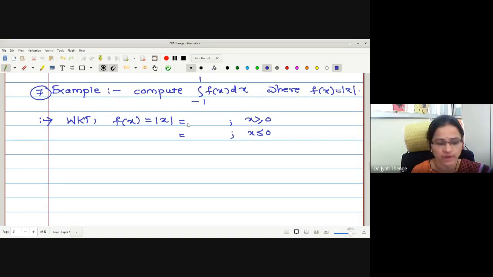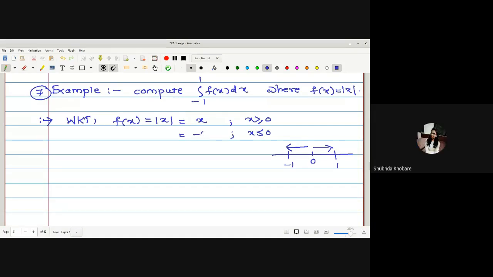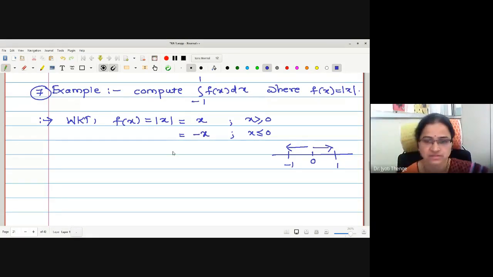As the values of x are non-negative, what does it mean? See, this is the interval under consideration, minus 1 to 1. This is my origin. Now we are considering all the values on the right of 0, and these are all non-negative. Therefore, there is no use of writing it in the modulus. Therefore, the function is x only for x non-negative, and for x negative, to the left part of 0, it will be minus x. Good. Okay, this is the function defined.